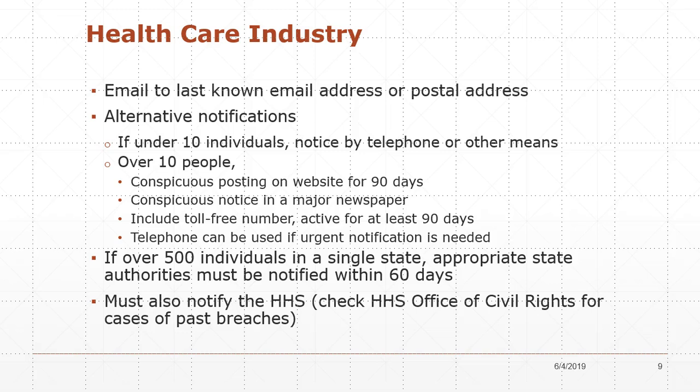If there's over 500 individuals in a single state compromised, the appropriate state authorities must be notified within 60 days. You must also notify the HHS, and if you'd like, you can go out to the website of the HHS and look at the Office of Civil Rights, and you can see some of the cases of past breaches, which are very interesting to read. They're usually pretty short, but they're very interesting to read.